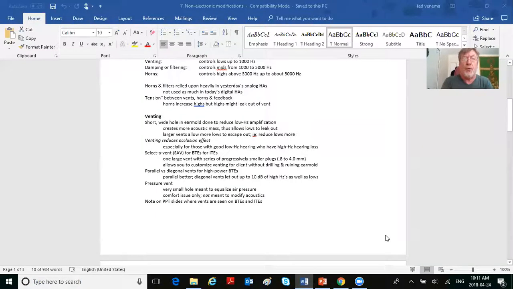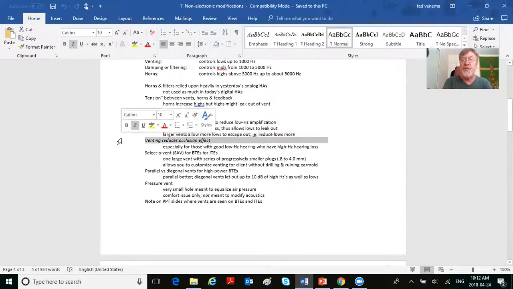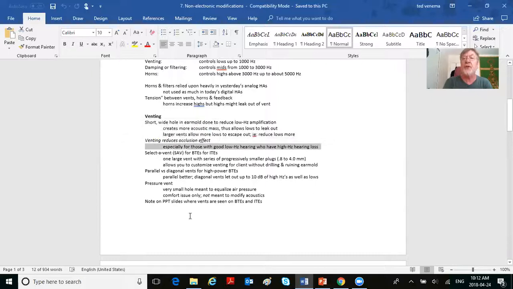Venting, a short, wide hole in the ear mold done to reduce low-frequency amplification, creates more acoustic mass, thus allows the lows to leak out. Larger vents allow more lows to escape out. They reduce the lows more. So the bigger the vent, the more the lows go out. Venting reduces occlusion effect, which is especially important for people who have good low frequency hearing and high frequency hearing loss. Then there's something called selective vent.